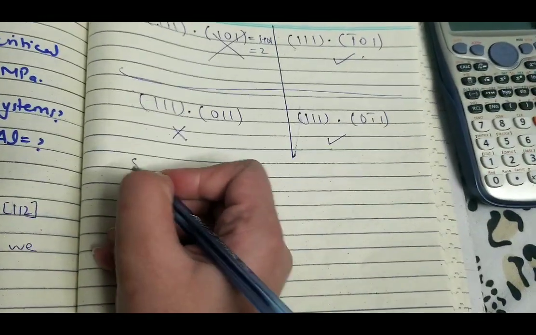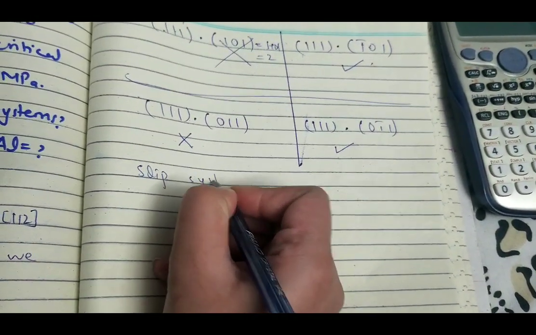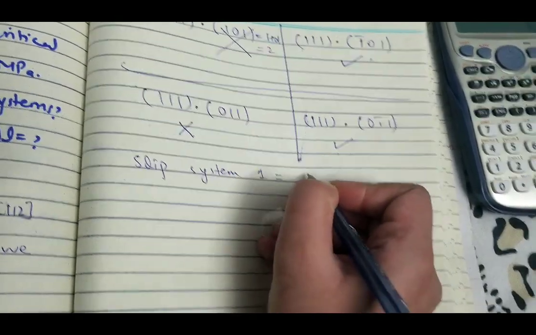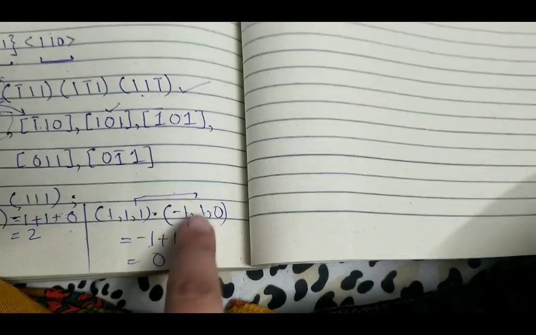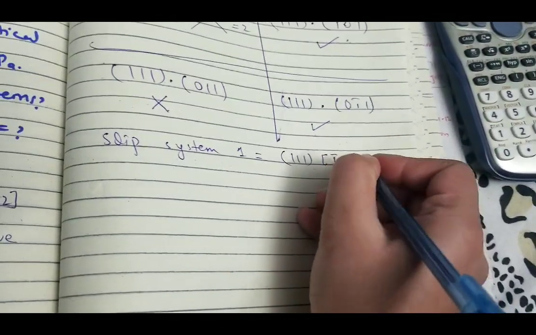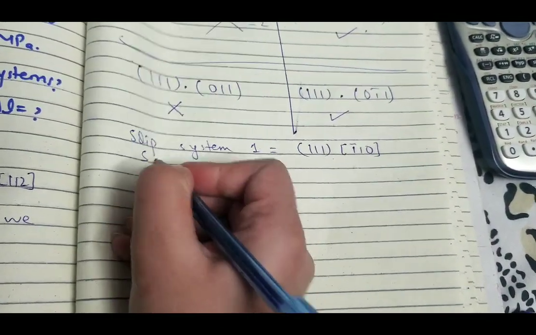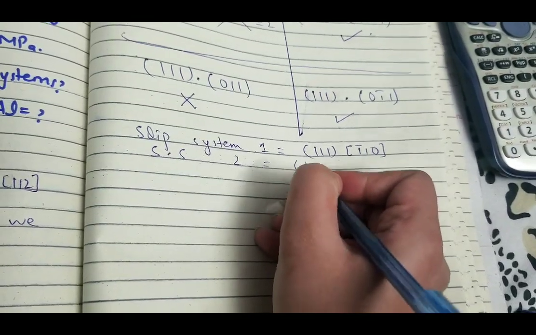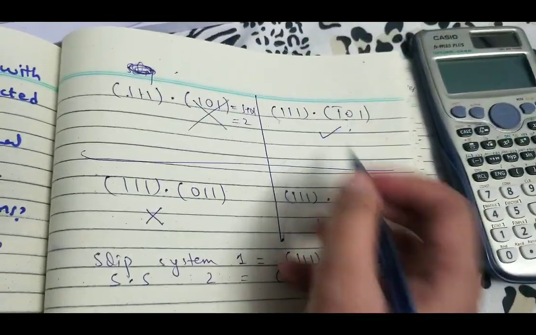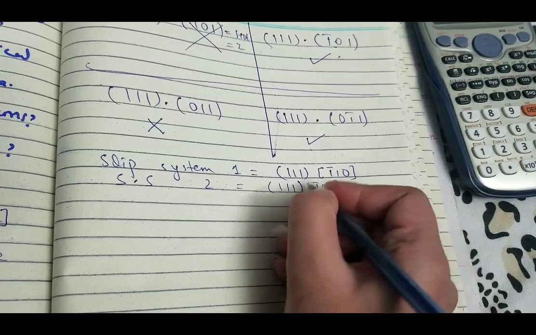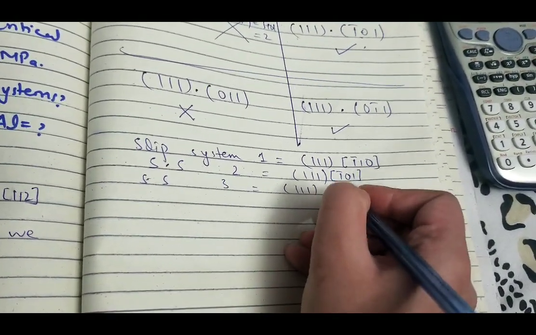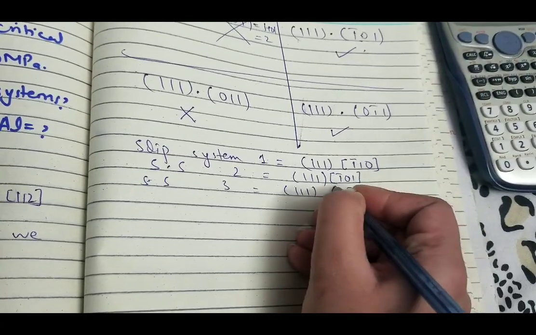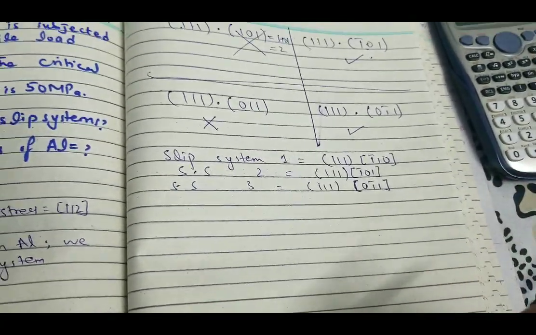Okay, so slip system 1 is the 111 plane, and the direction was minus 110, which is 1 bar 1 0. Slip system 2 is the 111 plane and 1 bar 0 1 direction. Similarly, slip system 3 is the 111 plane and 0 1 bar 1 direction. Okay, so we have got 3 slip systems.